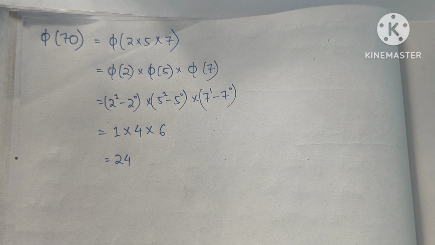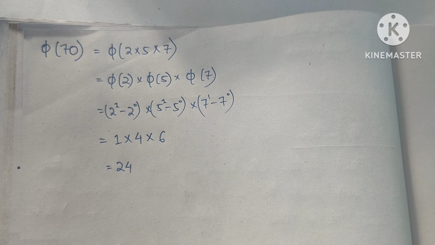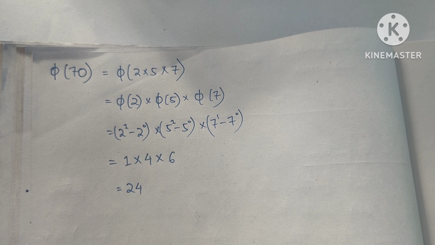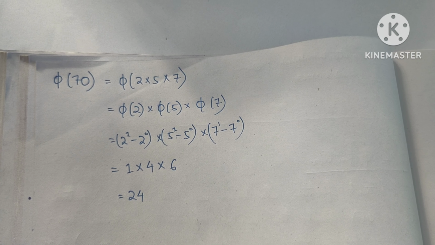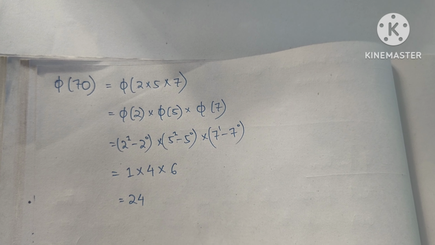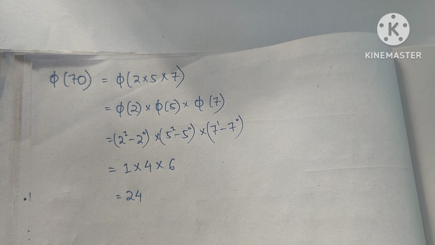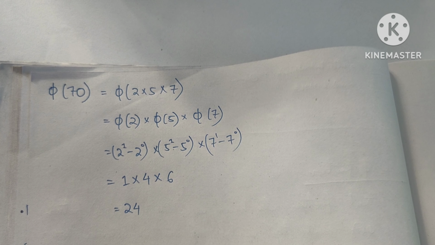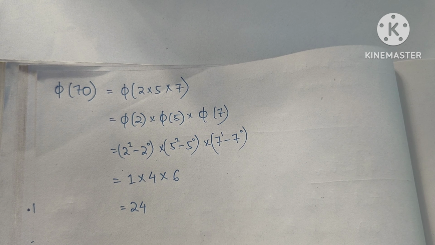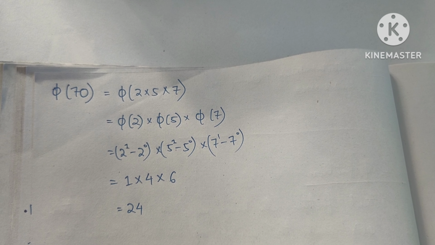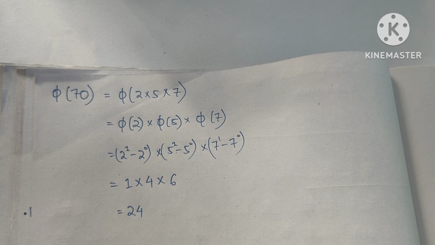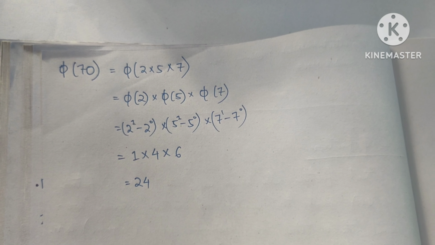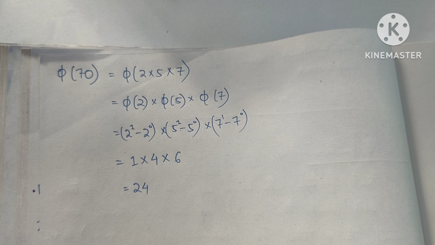So this was the example I was talking about, right? 570, which is the product of three distinct prime numbers, which are 2, 5 and 7. So we first write it separately as phi of 2 into phi of 5 into phi of 7, and we apply the formula of 1, that is p to the power a minus p to the power a minus 1, and we get the desired result, which is 24, right?